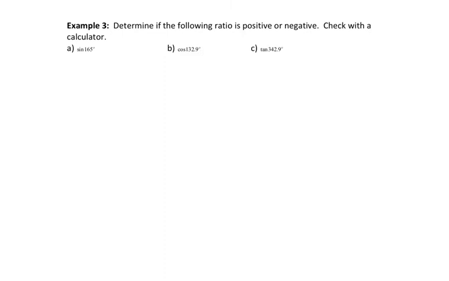Okay, sine of 165, let's make a quick sketch. 165 is about here. Sine is going to be opposite over hypotenuse. That's going to be positive. So there, sine is positive. Cosine of 132.9. 132.9 is about here. Over here, cosine is adjacent over hypotenuse. Well, my adjacent value is negative. So cosine is negative in quadrant 2.